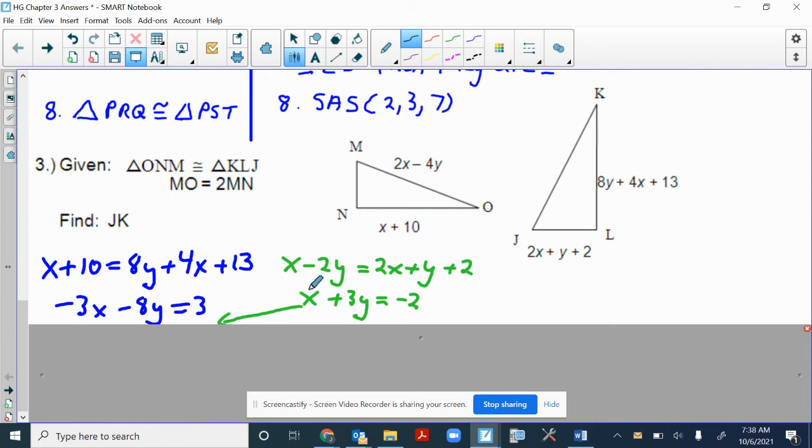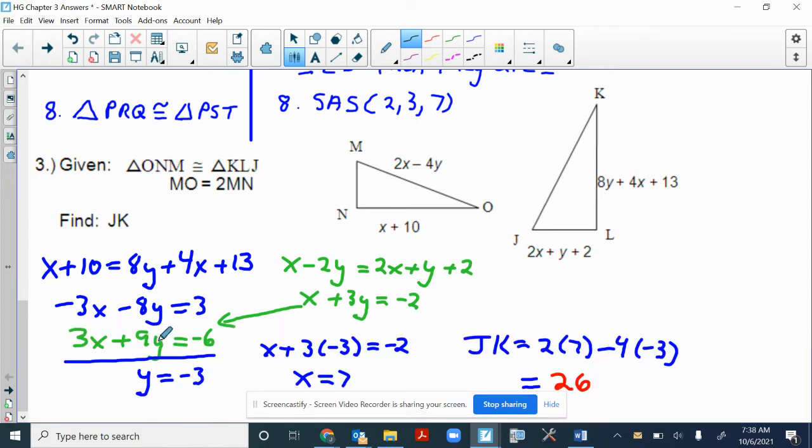And then for this one, I say x minus 2y equals 2x plus y plus 2. You might ask, where did the x minus 2y come in? Well, that was me taking MO and dividing it by 2, because that gives me MN. And then MN I can set congruent to 2x plus y plus 2, because that is JL. And then it's a system, so we do our usual system stuff.